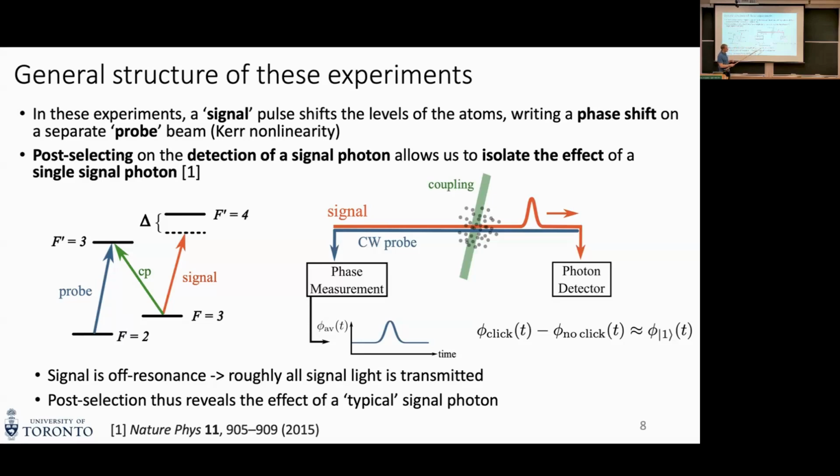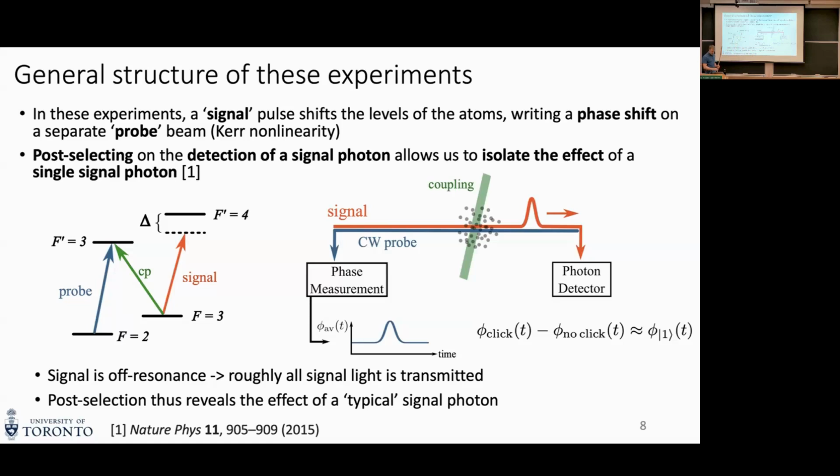Okay, so this post-selection is telling you something about the photon number in the pulse, but it also only works for photons that are transmitted through the medium. But in these experiments, since the signal is pretty far off resonance, all of the photons are transmitted. So this extra piece of information, that the photon was transmitted, doesn't really tell you much, because everything is transmitted. It basically just tells you that you had one extra, let's say, typical photon in your signal. Okay, so just keep this in mind.